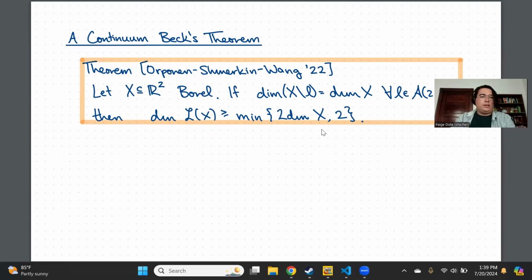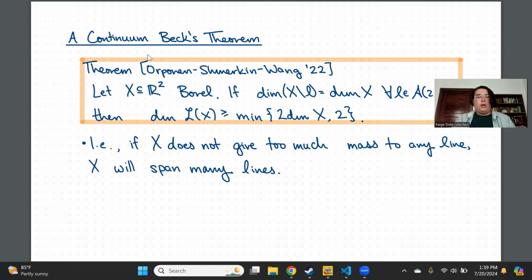And lastly, a question that I think is very interesting to think about is why this is 2 dim X, the continuum version of Beck's theorem? Well, the way that it was explained to me by Alex Ortiz, at least heuristically, is this idea that if I have initially n squared many lines in the discrete setting, then we should expect to take the logarithm of that result. 2 times log n will replace log n with dimension of X. And heuristically, this is why that works.